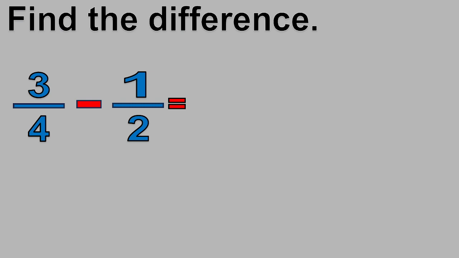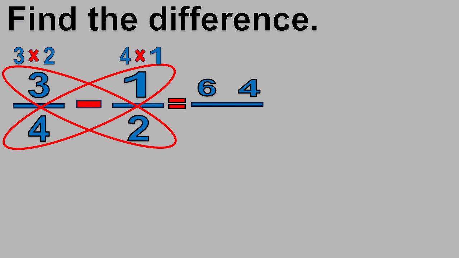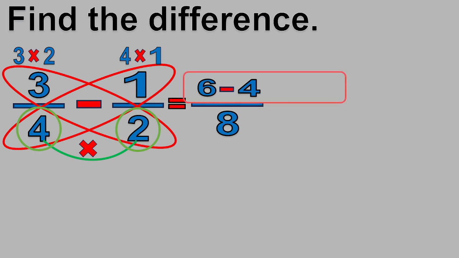Another problem. Find the difference. 3/4 minus 1/2. First, multiply the numerators and denominators diagonally. We have here 3 times 2 equals 6. 4 times 1 equals 4. Then multiply the two denominators. We have here 4 times 2 equals 8. Now, subtract the product of the diagonal pairs of the numerators and denominators. We have here 6 minus 4 equals 2. Then copy the denominator 8.